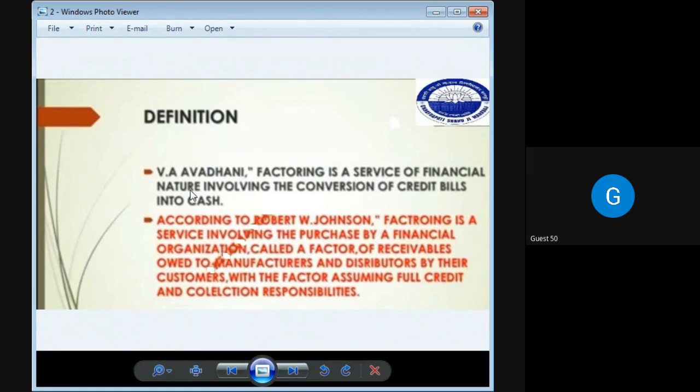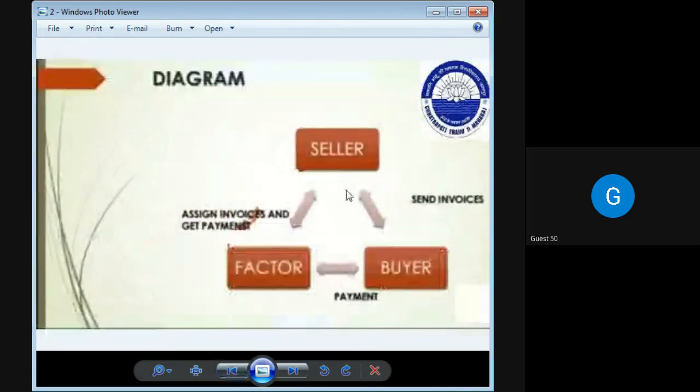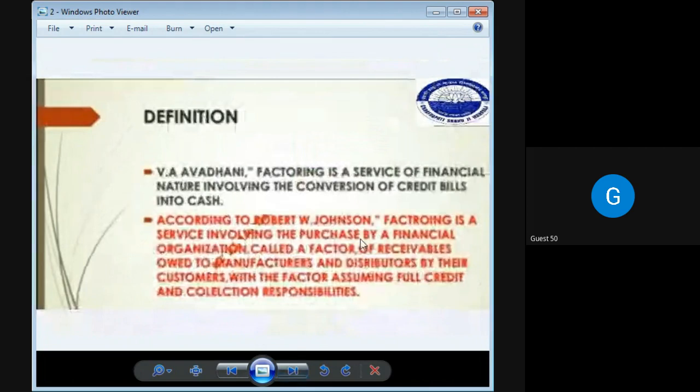According to the definition of factoring given by an economist, factoring is a service of financial nature involving the conversion of credit bills into cash. Okay, credit sales bills into cash, as I told you in this graph. Sellers sell the goods on credit and send invoices to the buyer, so that invoice is a credit invoice. Then he assigns this invoice to the factor for getting the payment, and what does the factor do? The factor releases the funds against this invoice.